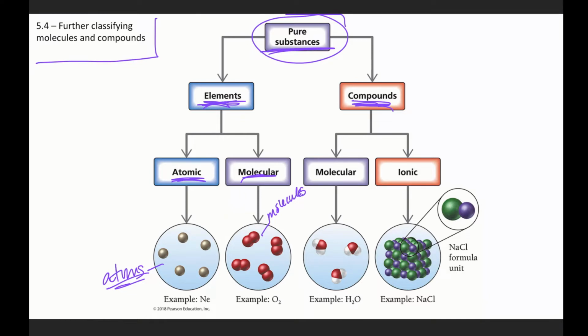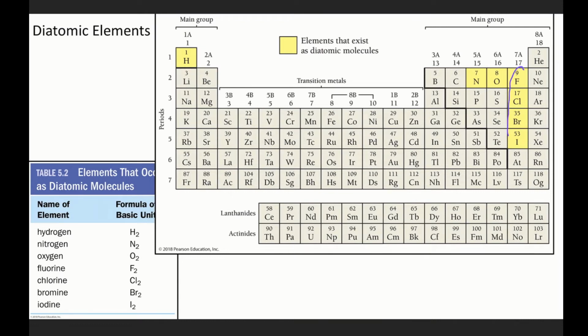Now, to further clarify our molecular elements, there are a group of elements that are not present as atoms. We might think that all elements are just atomic, but they're not. All of our halogens, for example, are so reactive they are not found alone in nature, meaning that you don't ever find hydrogen atoms. You find hydrogen as H2 floating around in nature. Same thing with chlorine. You don't find Cl atoms, you find Cl2 floating around in nature.